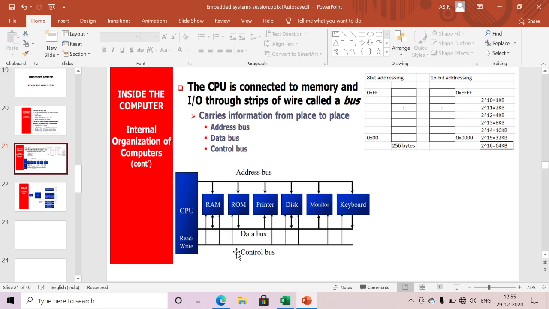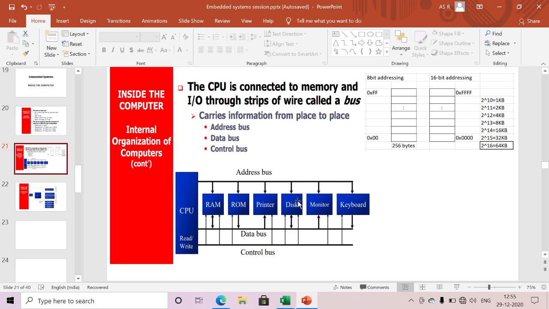Next, the control bus. If I want to specify whether I want to read or write data from the memory, we need this control signal. For example, I have one memory location, 0x01. If I want to read the data from this location, first I need to locate the address 0x01 by using the address bus. After identifying the address, I give the indication to read using the control bus. By using the data bus, I can read the data from this memory.